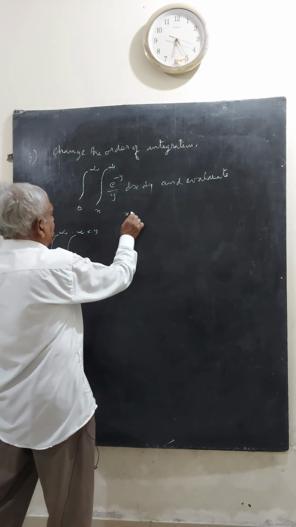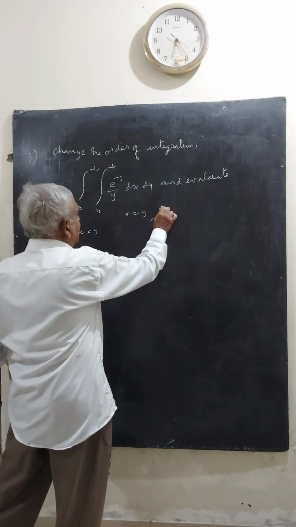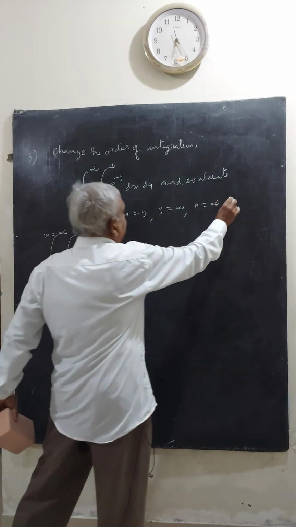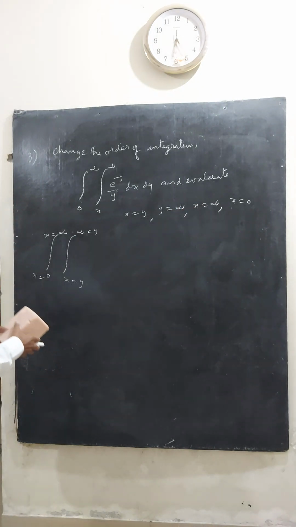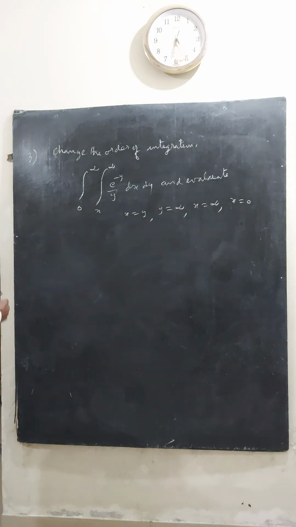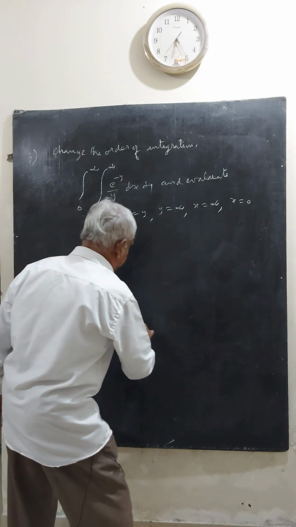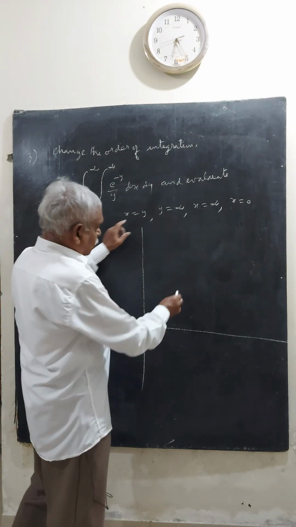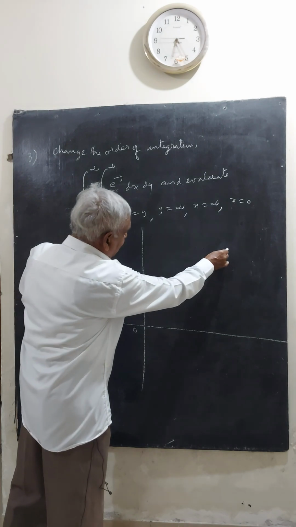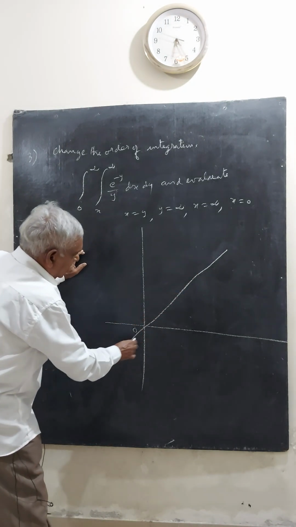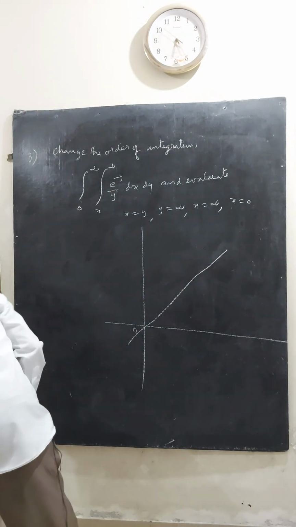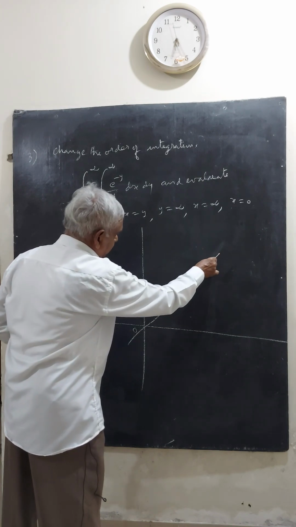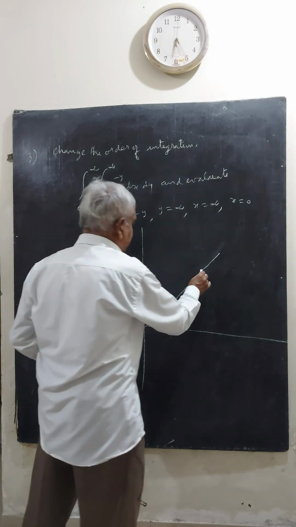First curve is x equal to y. Second is y equal to infinity. Third is x equal to infinity. Fourth is x equal to 0. By using these four curves, we can draw a diagram. First, x equal to y. This goes through the middle. X equal to y.